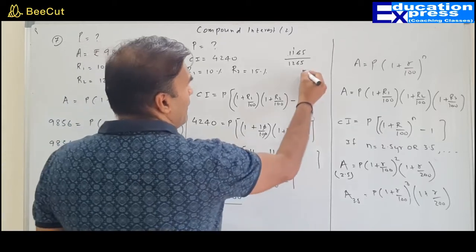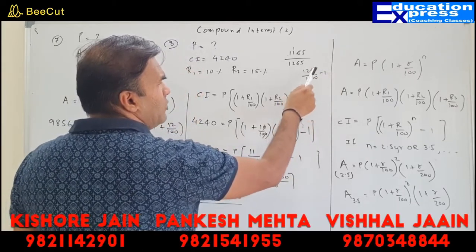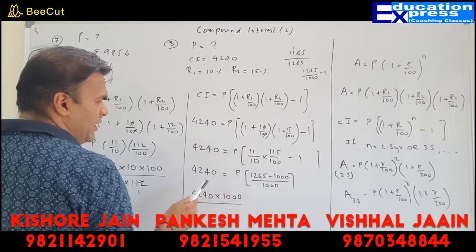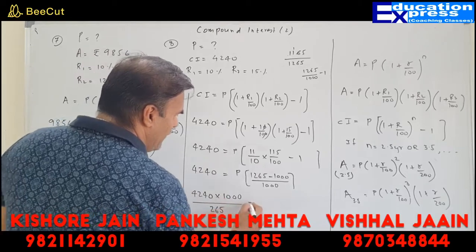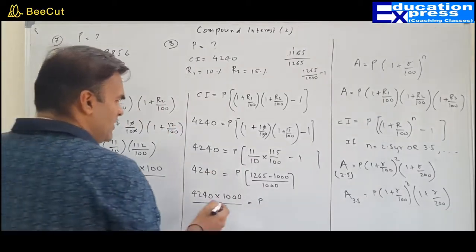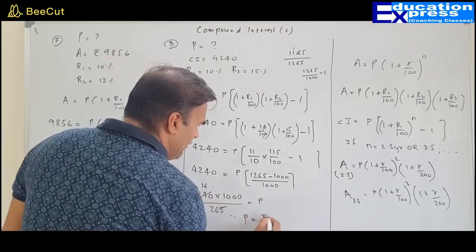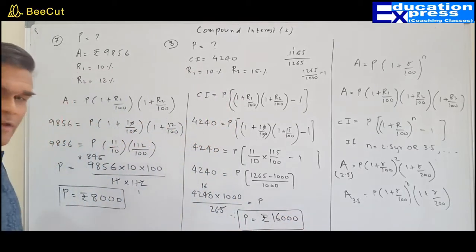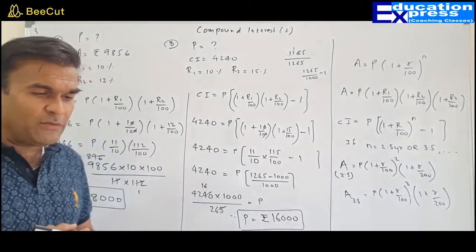So 1265 upon 1000 minus 1. When you take the LCM, 1265 minus 1000 into 1 is 1000, the whole upon 1000. This 1000 will come here. 4240 multiplied by 1000 and divided by 265. That would be your principal. This is a very basic, simple, easy calculation. 265 goes 16 times. Therefore, principal equals rupees 16,000. With this, my dear friends, your question number 8 comes to an end.